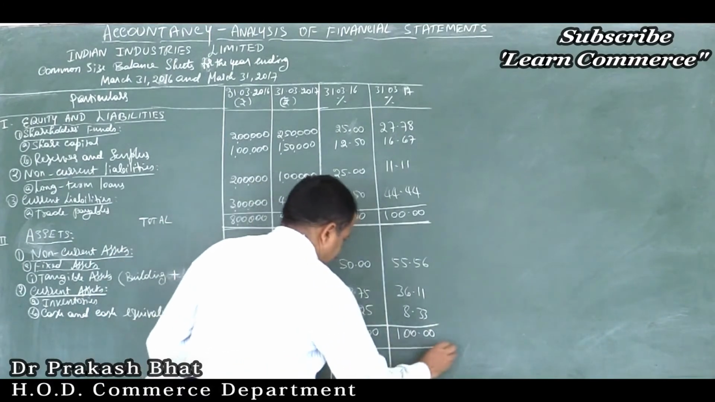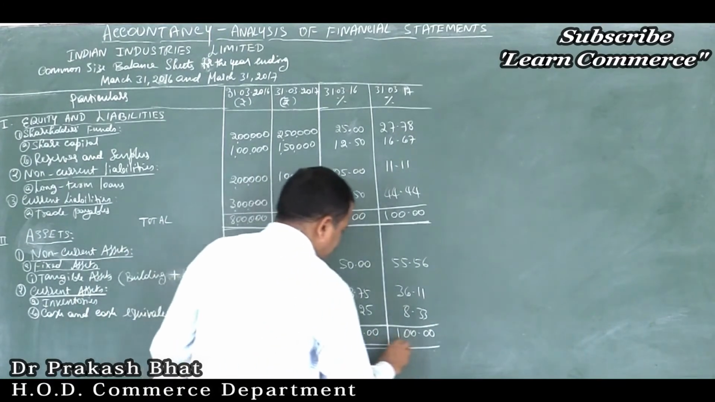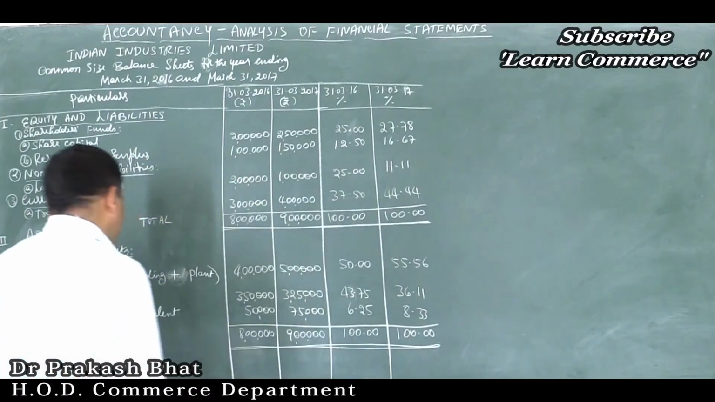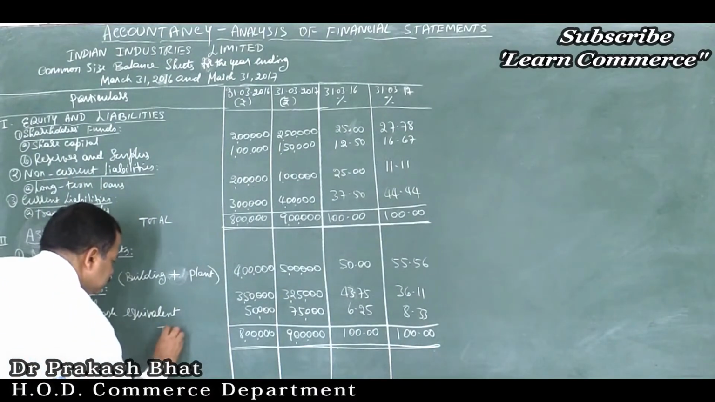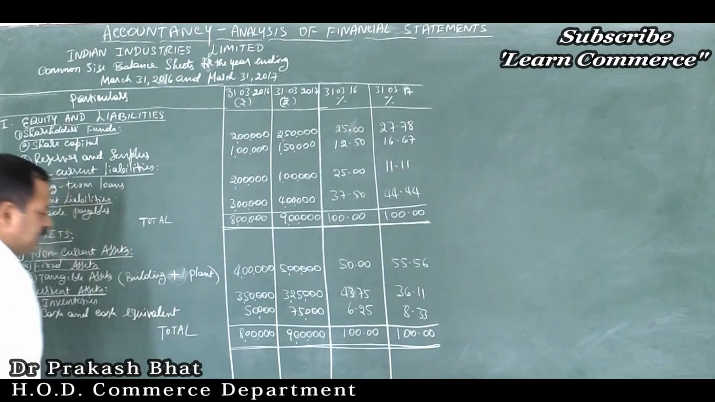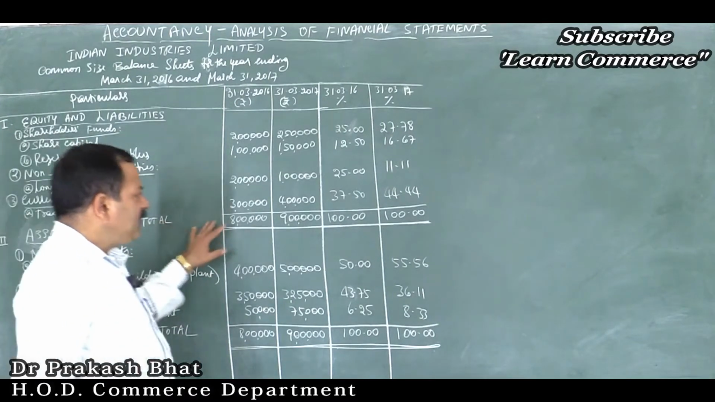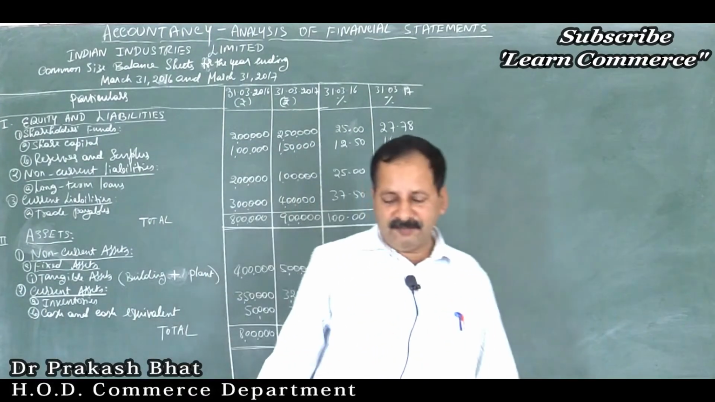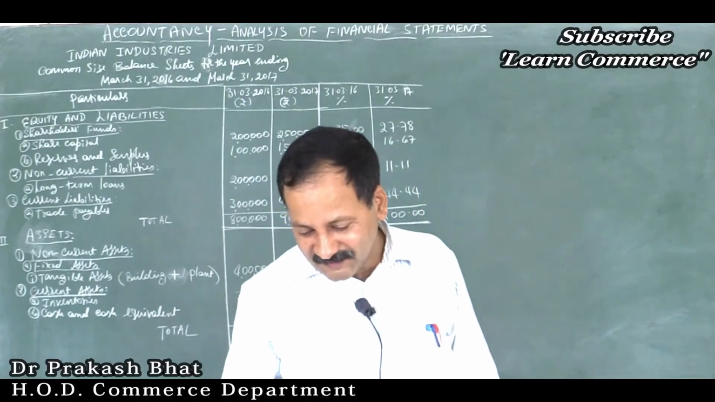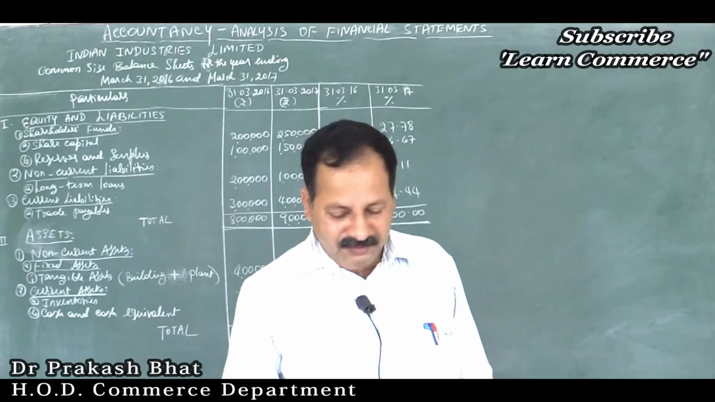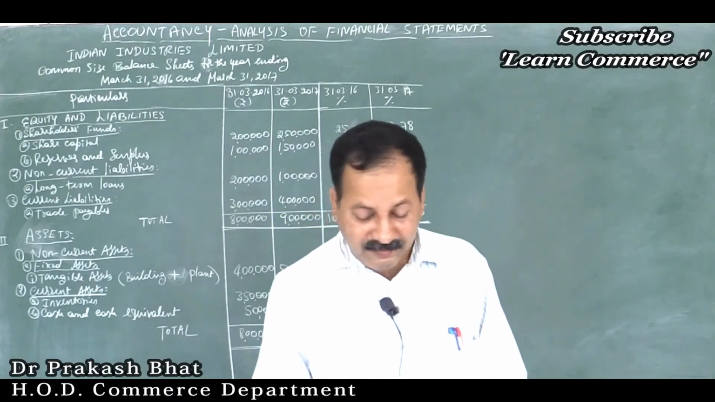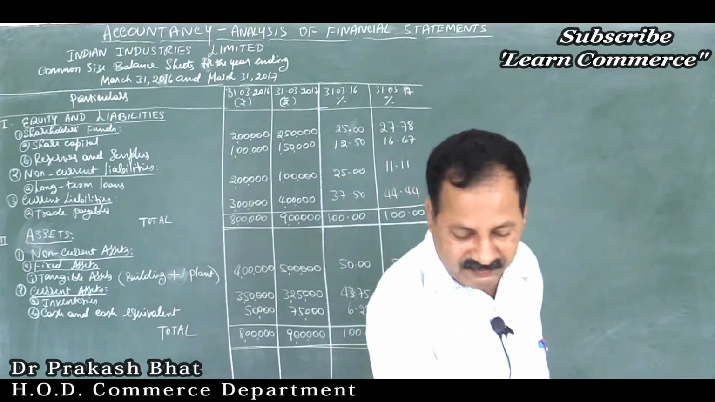Now draw double underline here and stop right here, total. This is total assets, isn't it? This is total equity and liabilities. So your problem is solved. Common size statement of profit and common size balance sheet is done.